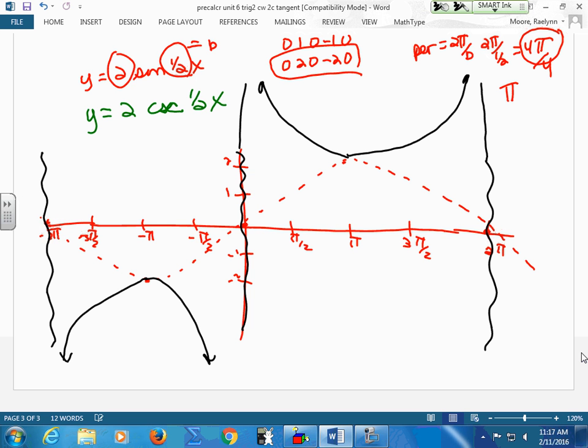So I can't have two of them on each because I did half of the curve in 2 pi. Now, what's my range for my reciprocal? Negative infinity to negative 2. Good. And 2 to infinity. Good.